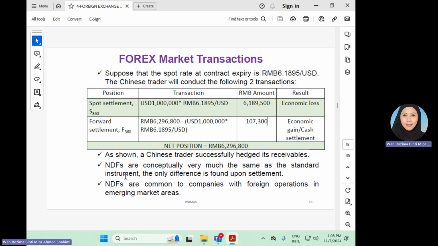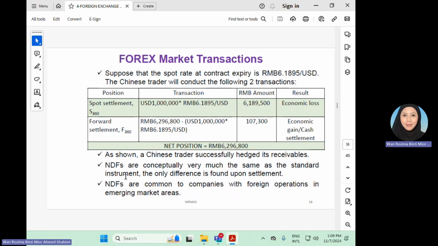NDF usually is settled with USD. Meanwhile, forward rate can use any convertible currency, usually whole currency. For example, you want to engage between USD and Malaysian Ringgit. So you just exchange between Malaysian Ringgit and USD, or maybe between Malaysian Ringgit and Sing Dollar. So it can be used for conventional forward. But for NDF, it's only settled with universal currency USD.